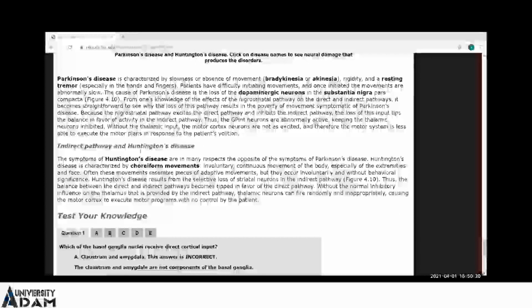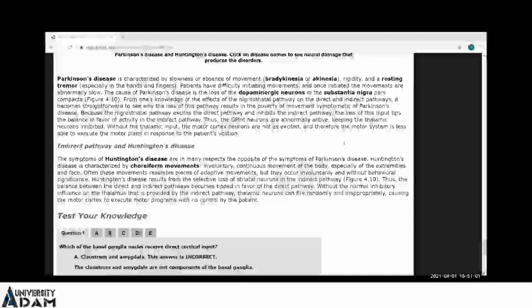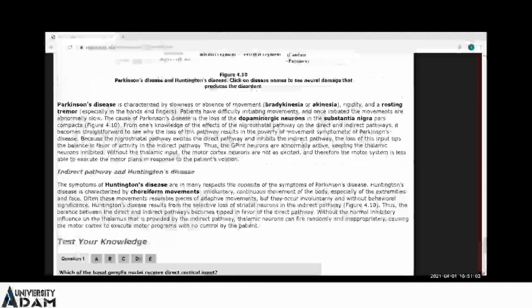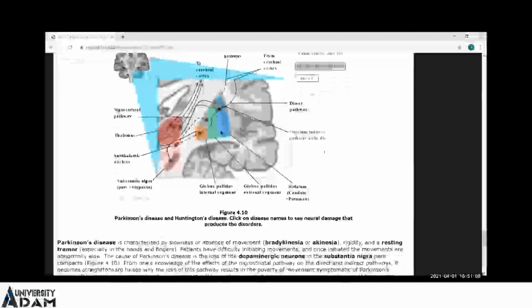Okay. Indirect pathway in Huntington disease. So the symptoms of Huntington disease, guys, or Huntington chorea, are in many respects the opposite of the symptoms of Parkinson disease, right? As I mentioned before, Huntington disease is characterized by choreiform movements, involuntary continuous movement of the body, especially of the extremities and face. Often these movements resemble pieces of adaptive movements, but they occur involuntarily and without behavioral significance. Huntington disease results from the selective loss of striatal neurons in the indirect pathway, right? You can see here, striatum indirect pathway cells die.